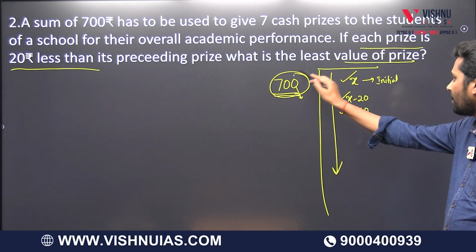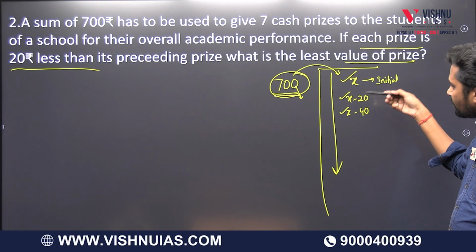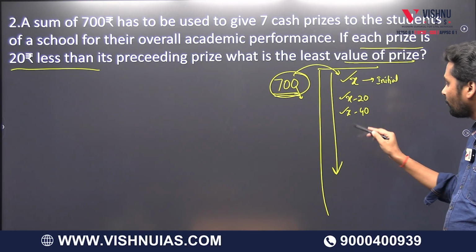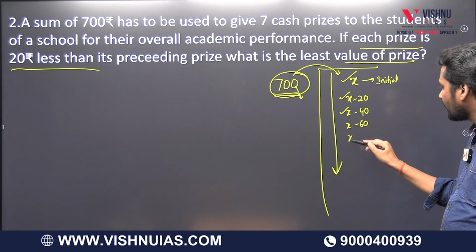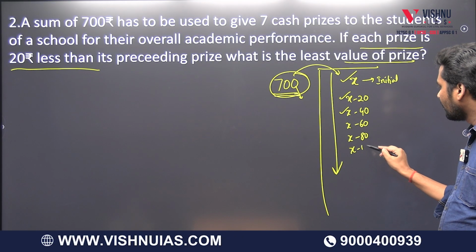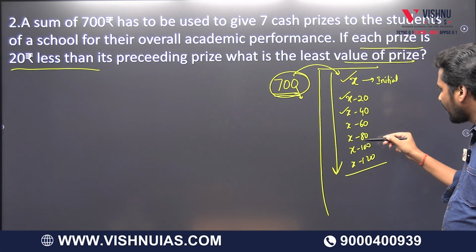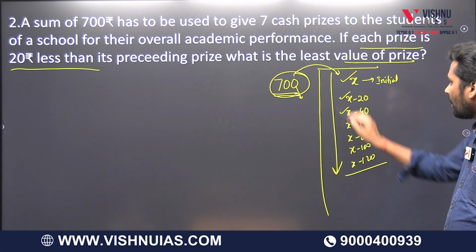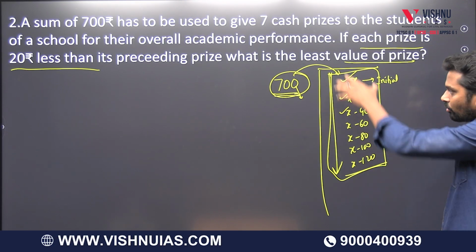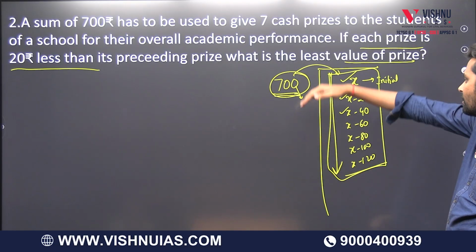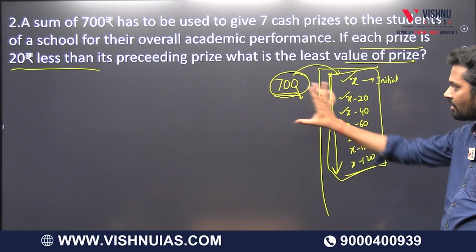7 prizes. This 700 rupees is distributed into 7 prizes. So first prize value x, next x minus 20, next x minus 40. Likewise, 20 rupees less for each prize: x minus 60, x minus 80, x minus 100, x minus 120. How many prizes? 1, 2, 3, 4, 5, 6, 7. 7 prizes. The total value of these is 700, because this 700 rupees is distributed into 7 prizes, which means the total value of this is equal to 700.